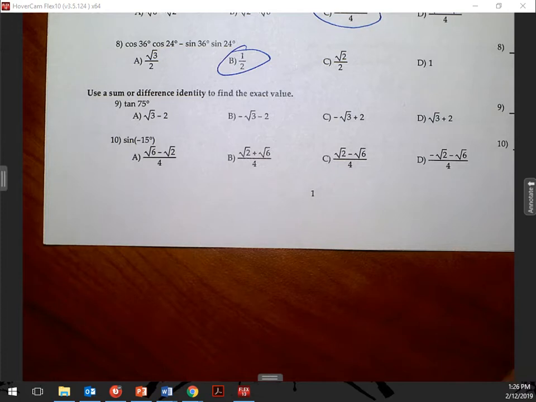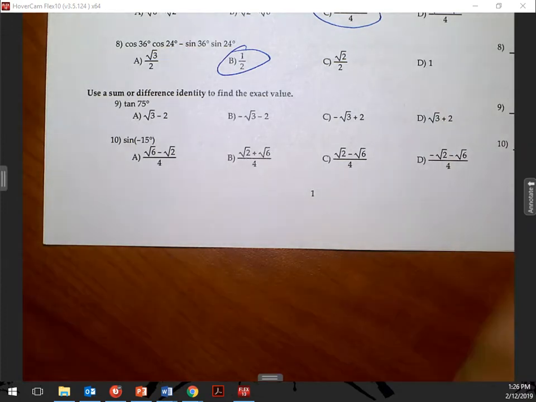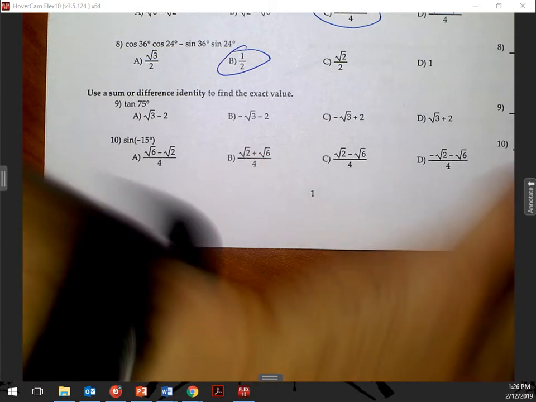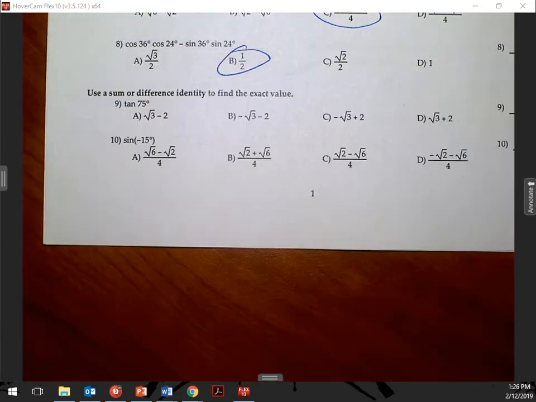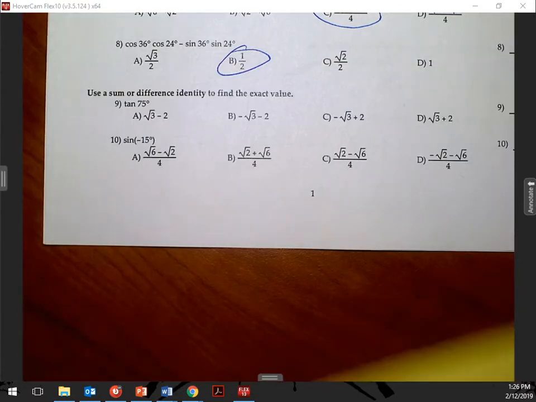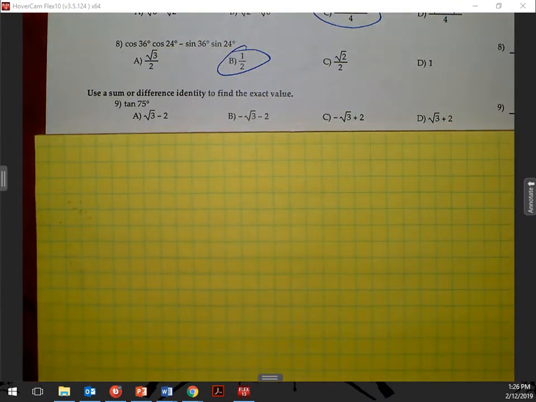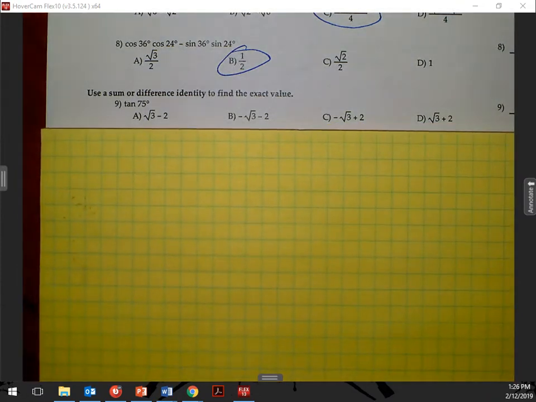All right, listen up. We are finishing the review for the end of unit exam, and the rest of this should be pretty easy. Sum or difference identity to find the exact value. So if it's going to be tangent, I need a volunteer now.